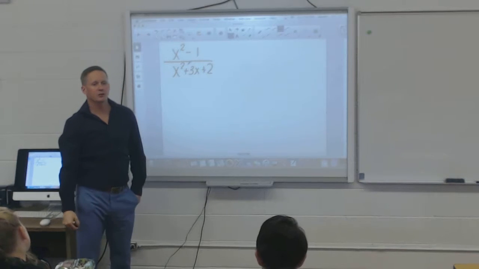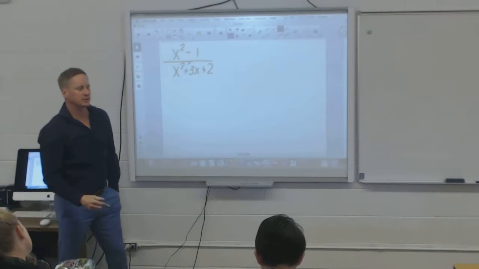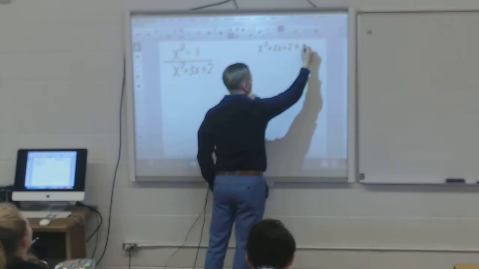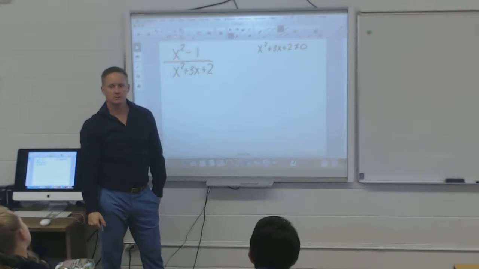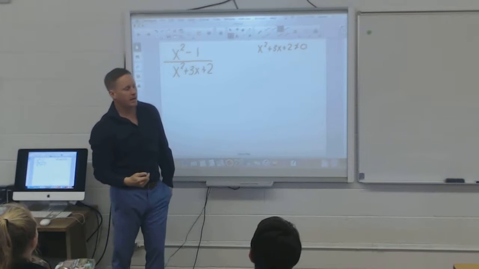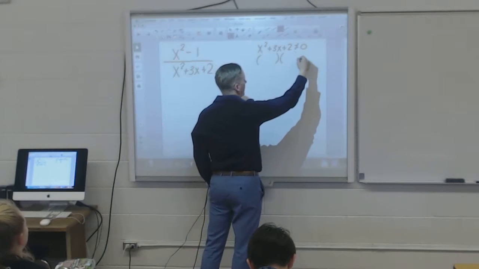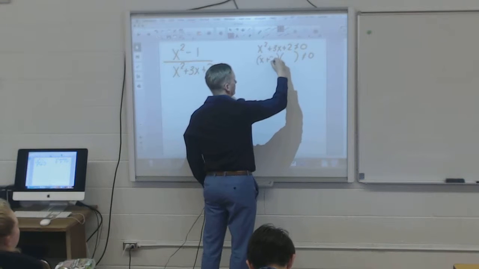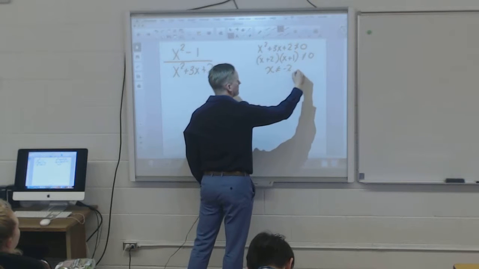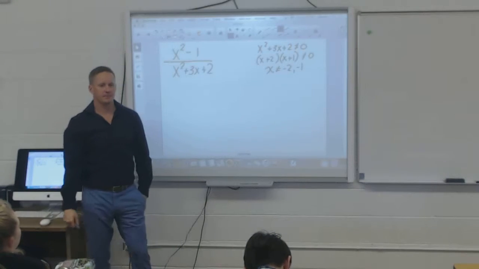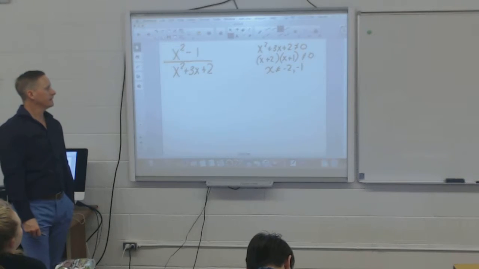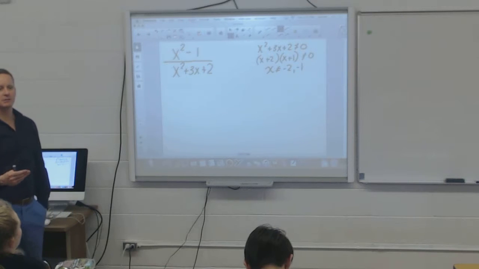Okay. So first order of business, work with your restrictions. X squared plus 3x add 2, can it equal 0? Is that factorable? Are there factors of 2 that add to give me 3? Yeah? Okay. So 2 sets of brackets. Very good. X plus 2, x plus 1. X cannot equal negative 2 or negative 1. Okay? So now that I've done my restrictions, what's the next step?